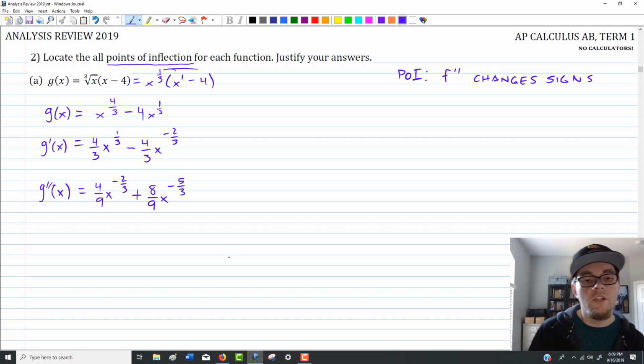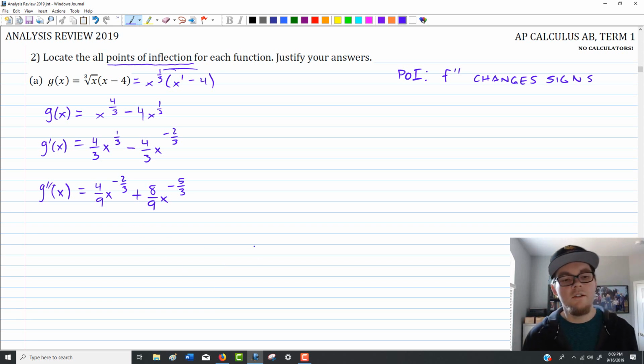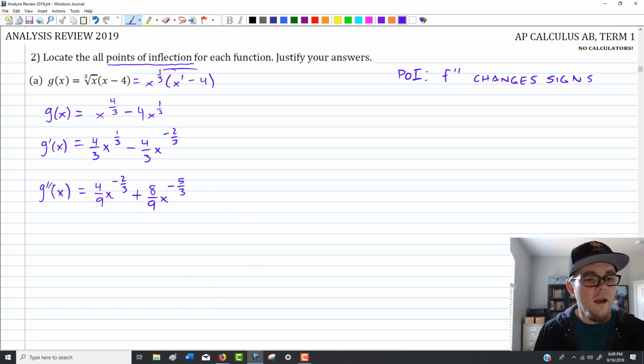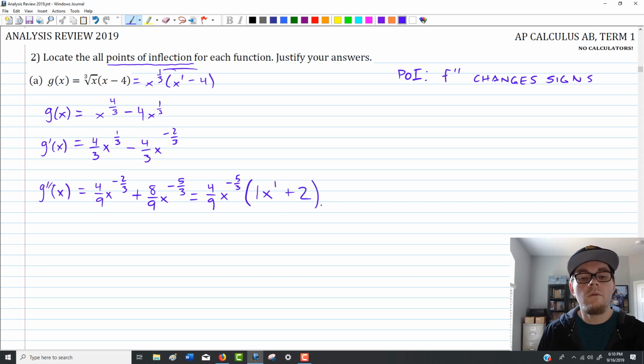We want to figure out where it potentially changes signs. Now this could be somewhat challenging. In here, what can we do? I'm going to pull out some GCFs just to see if that helps a little bit. The GCF is always the smallest power, by the way. So I'm going to rewrite this as 4/9 x to the negative 5/3. Now when you pull out negative 5/3, that's like dividing by x to the negative 5/3 power. That's going to leave us with 1 x to the first power. We can make sure this works in just a second, by the way. And then that'll leave me with plus 2 afterwards.